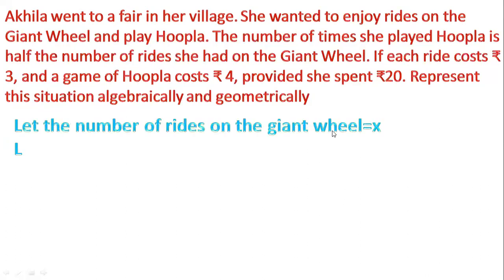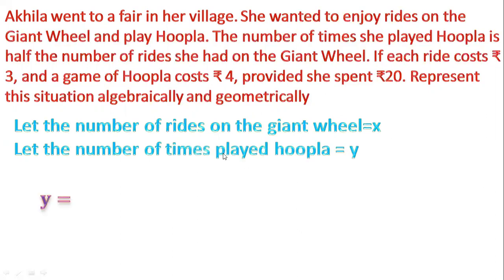Now let the number of rides she had on the giant wheel be x, and let the number of times she played hoopla be y. Now here hoopla is half the number of rides she had on the giant wheel. So y is equal to half x. You can rewrite this as 2y is equal to x. That is x minus 2y is equal to 0.